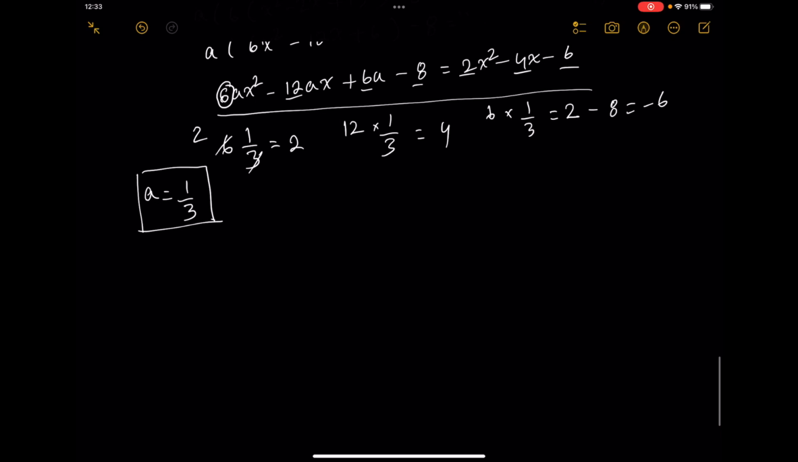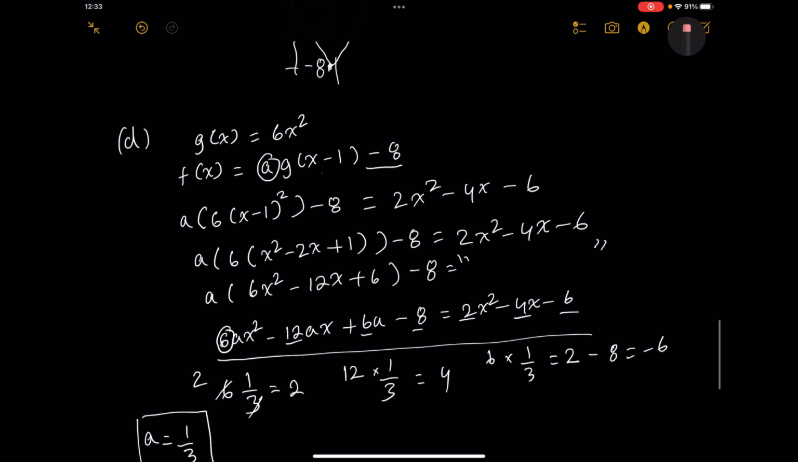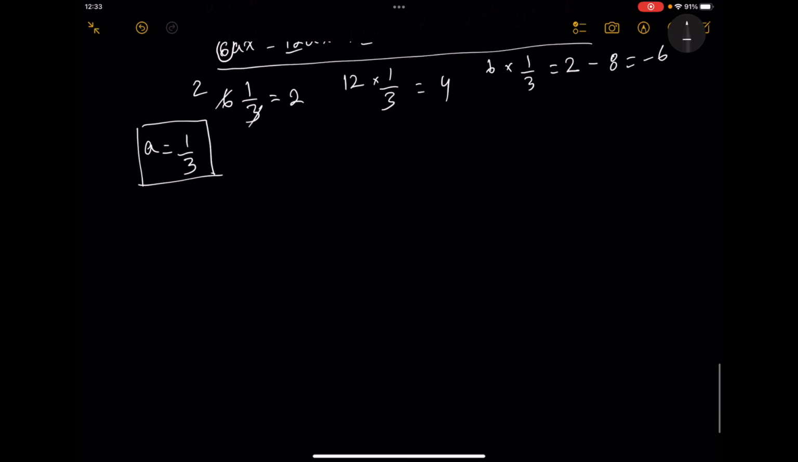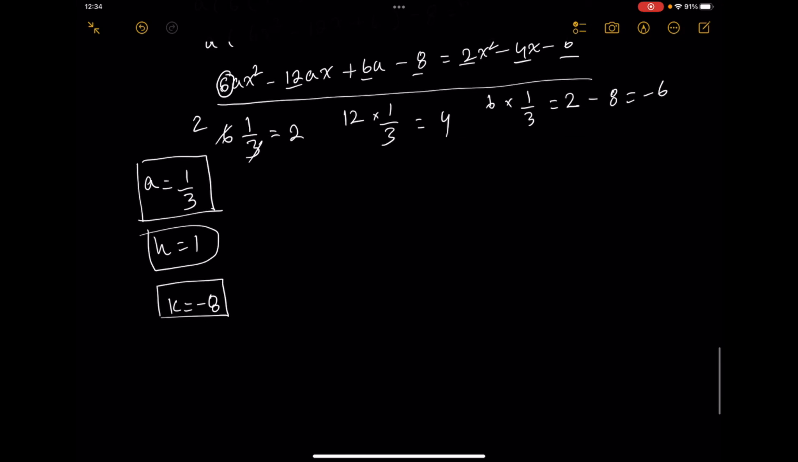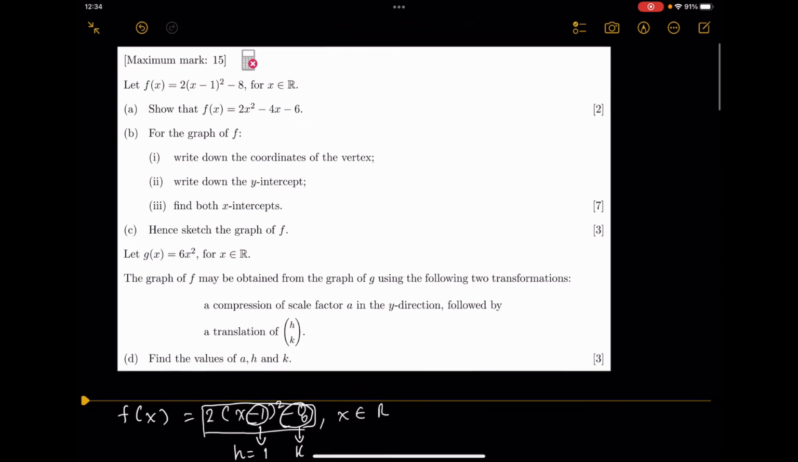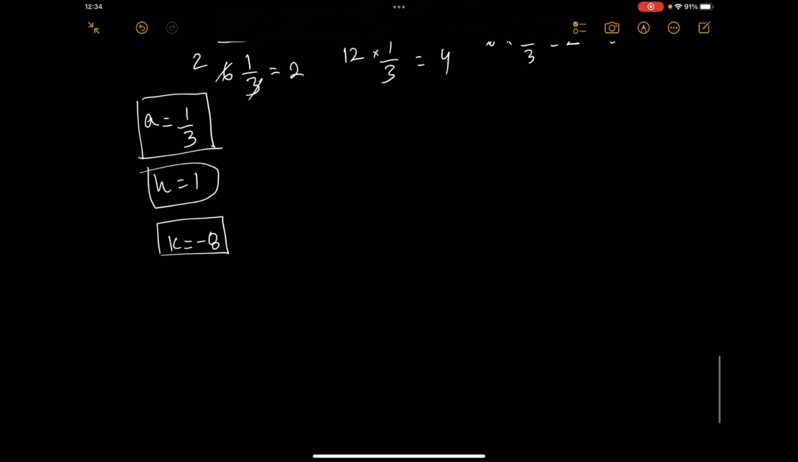And from the previous equation, we can also tell that h is equal to 1 and k is equal to negative 8. So thus we answered the final question, which was to find the values of a, h, and k. So we can put this in the form of a therefore statement, and we can say a is equal to 1 by 3, h is equal to 1, and k is equal to negative 8.